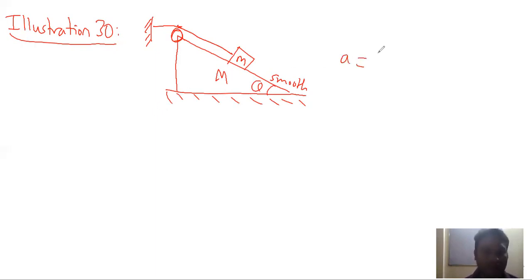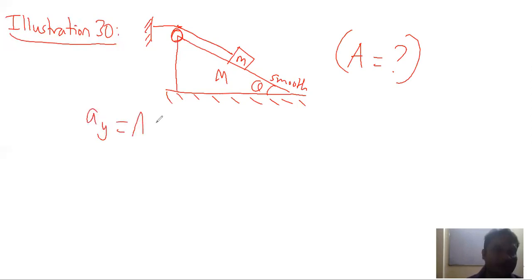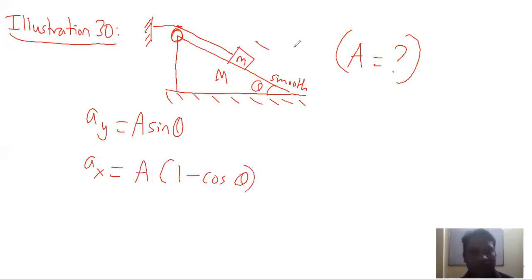The acceleration of the wedge. Acceleration of the wedge means capital A, the symbol which we used. So let us use the relations that we learned. AY is equal to A sine theta. AX is equal to A bracket 1 minus cos theta. Now you all know this is AX, this is AY, and this is capital A.